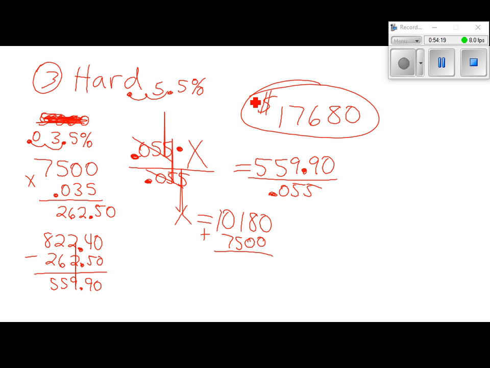So this person didn't make $17,680. That's how much they sold. Does that make sense for this problem that they made? What was their total commission? $822, somewhere around there. If they sold $17,000 worth of stuff, does it make sense that they make $800 and some dollars maybe? Yeah, that seems sensible.